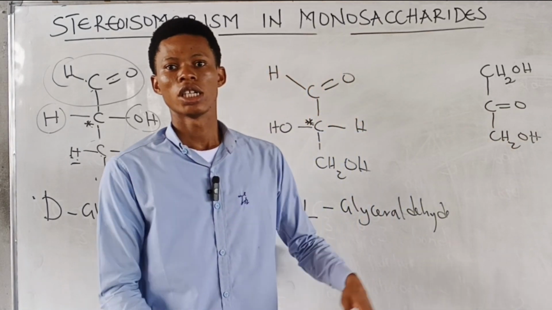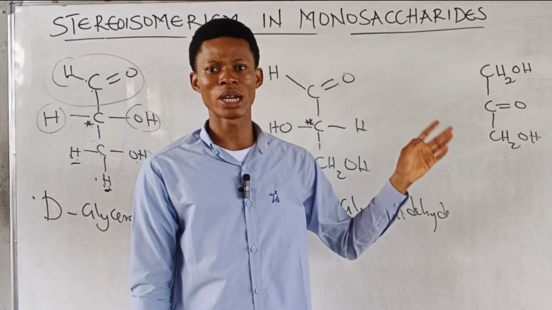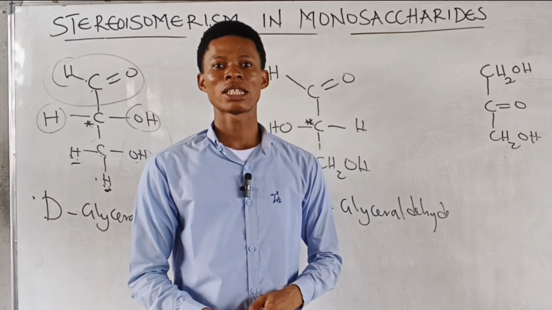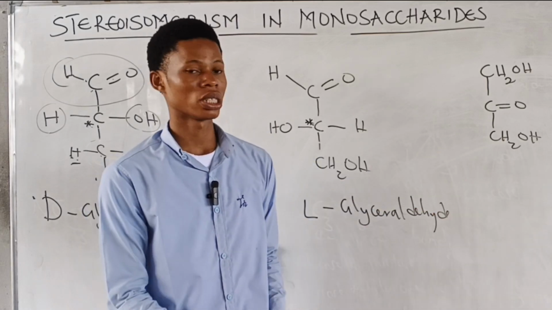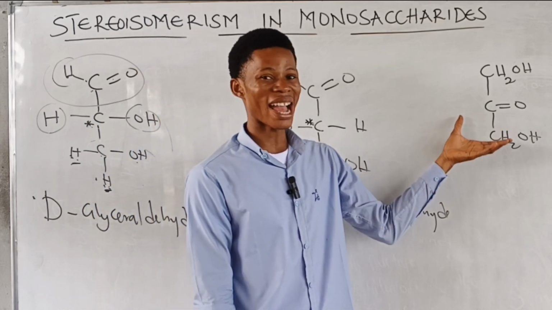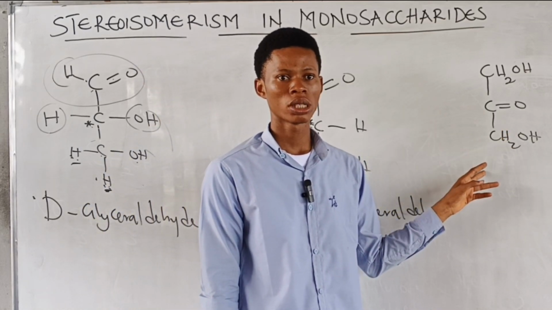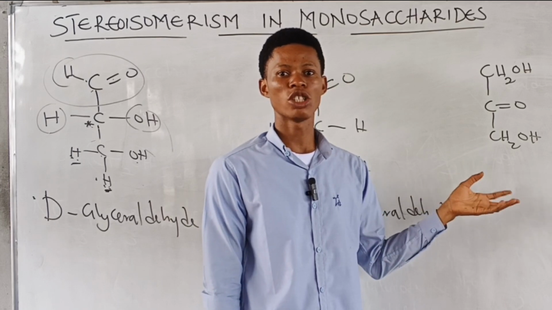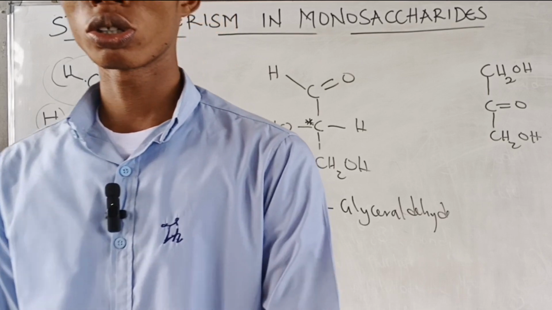Now, in your notes, identify the chiral carbon present and state the number of stereoisomers this compound can have. So do that for me. If you are done, call my attention. This is dihydroxyacetone. Identify the number of chiral carbon and state the number of stereoisomers this compound can have. If you are done, call my attention.